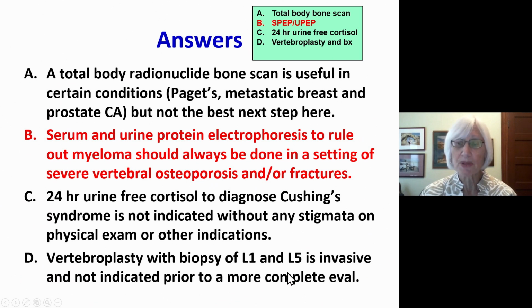Vertebroplasty with biopsy is invasive and not indicated prior to a more complete laboratory evaluation. If the laboratory evaluation was negative and you had no other reason for these vertebral fractures, these sudden spontaneous fractures, this could be considered for a diagnostic purpose. We usually don't do vertebroplasty for pain until at least 6 or 8 weeks have gone by.